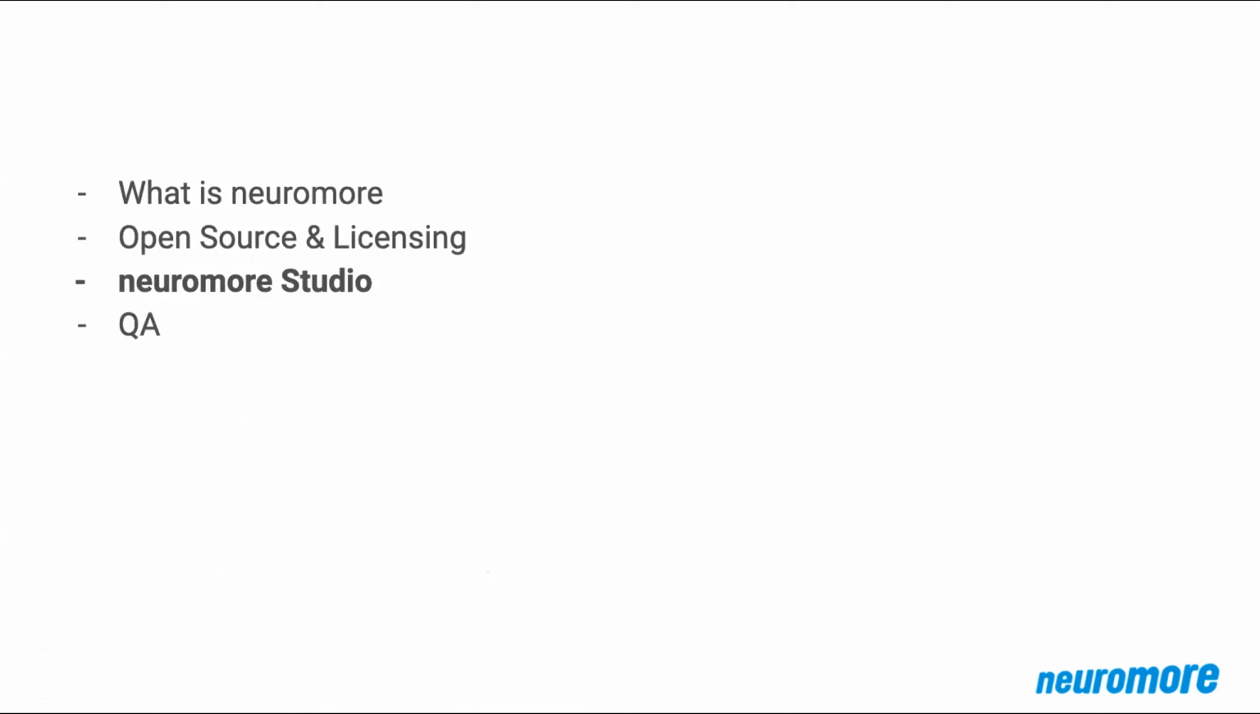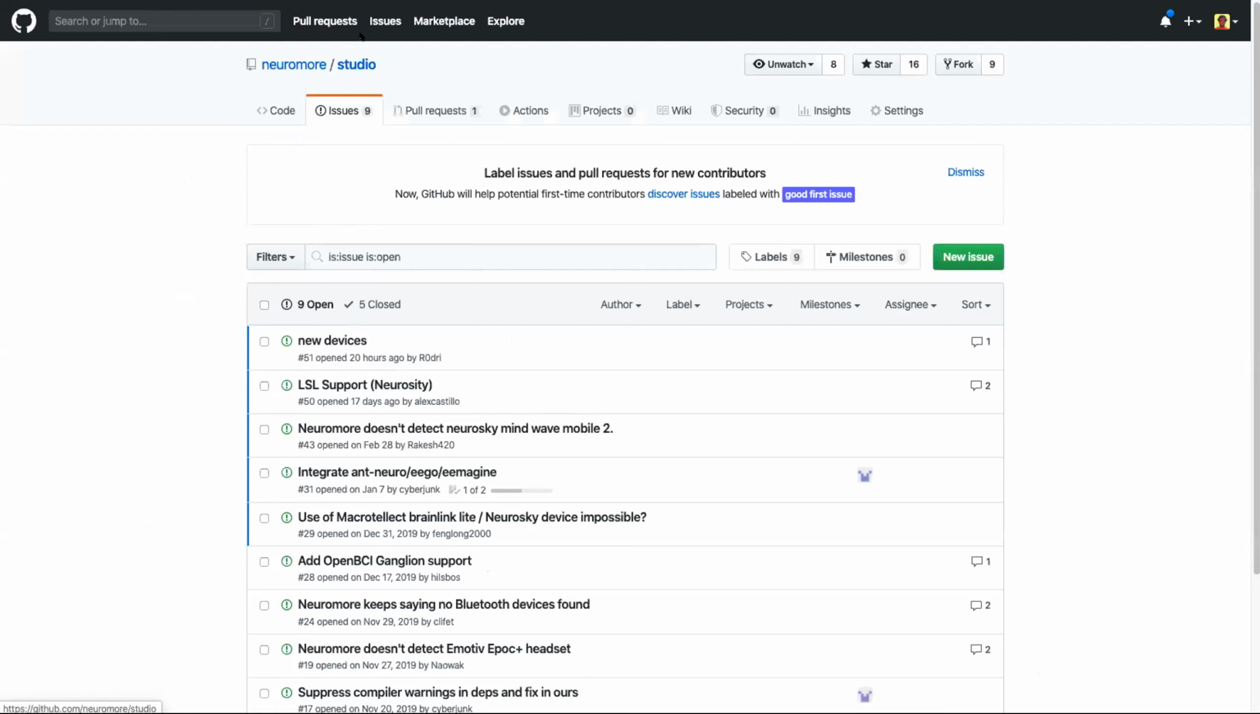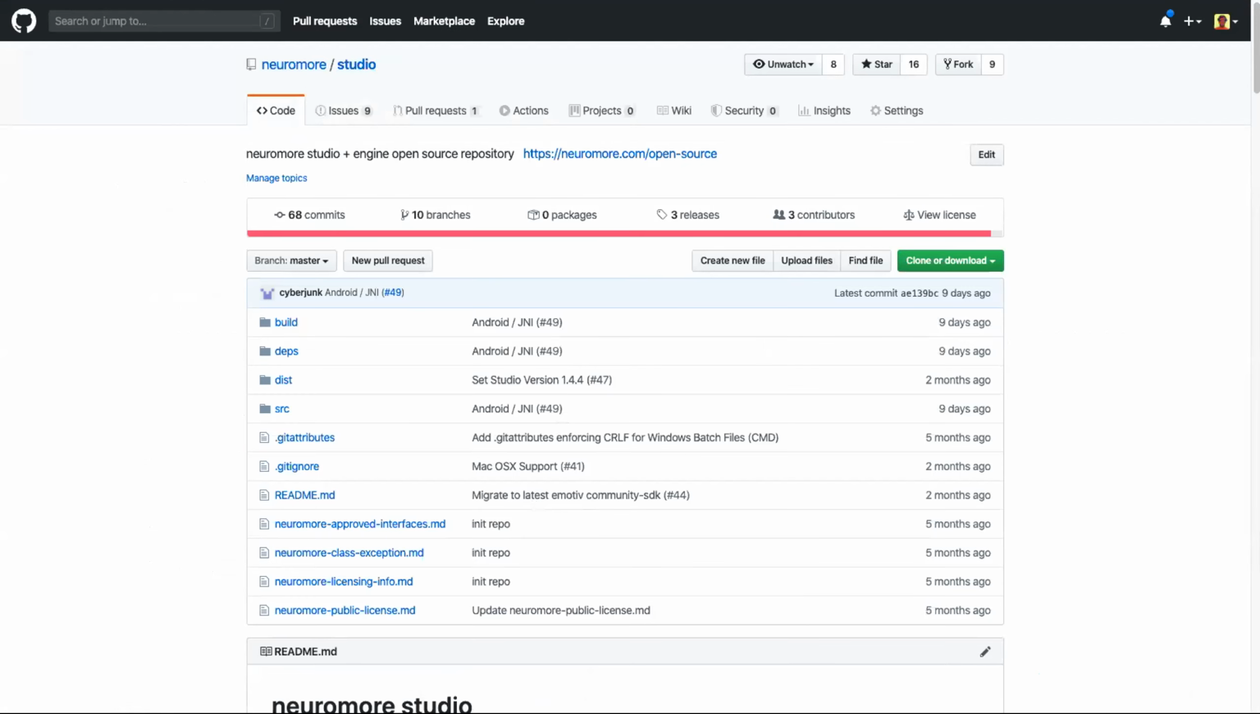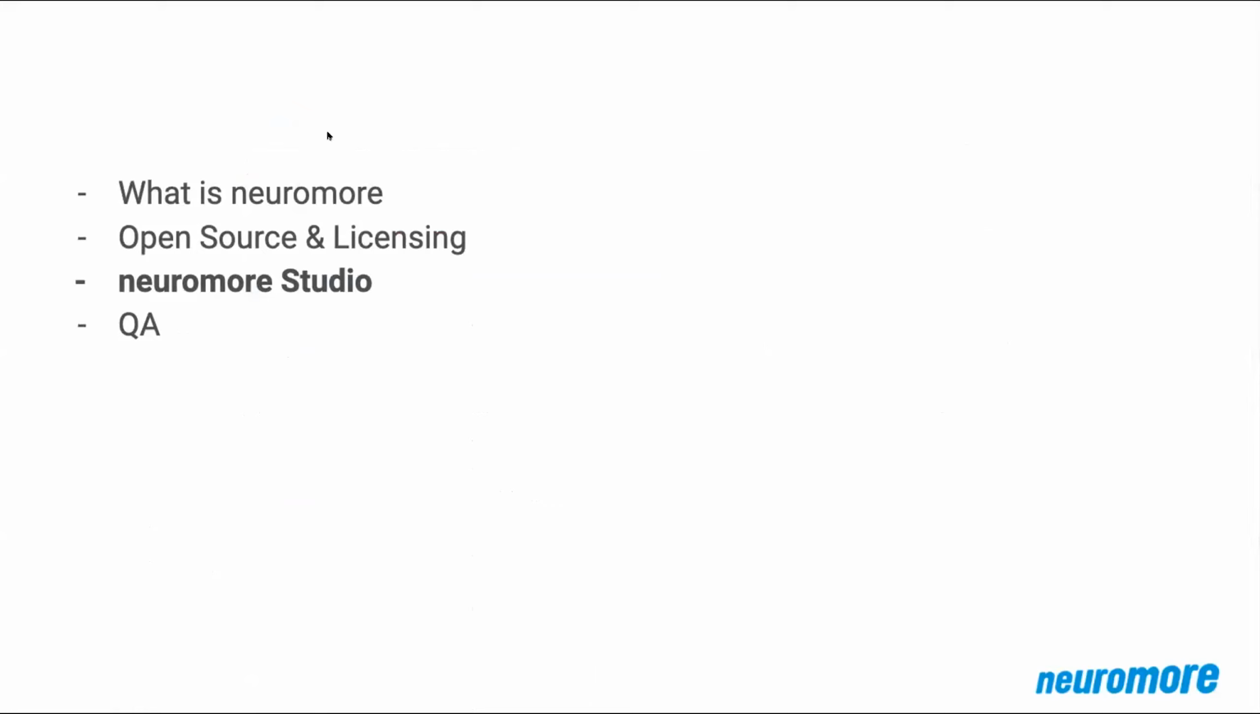All right, then there is the neuromore Studio. We already talked about how to get the Studio: you go on GitHub, you download the releases, or you can build it yourself, or you can do both. So let me change screens.